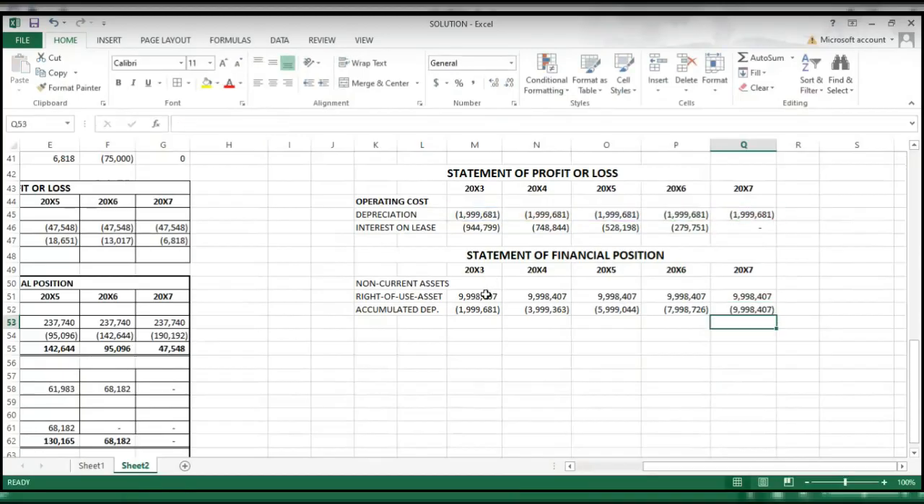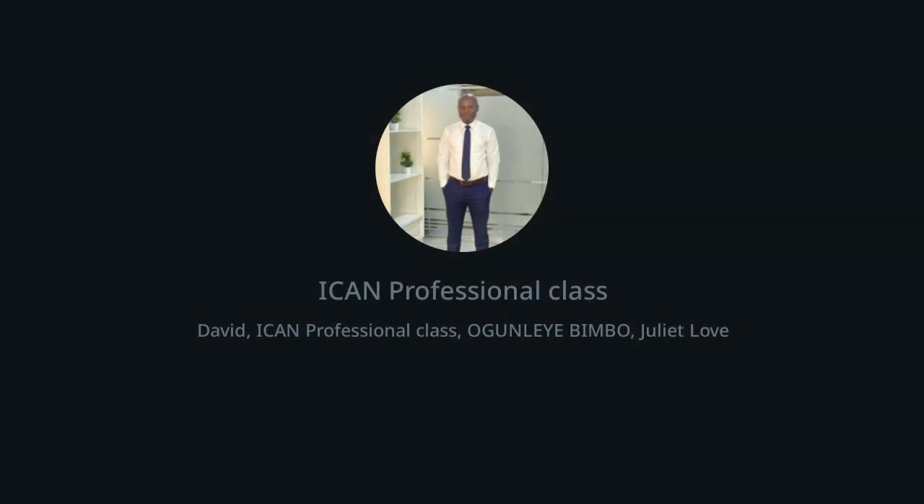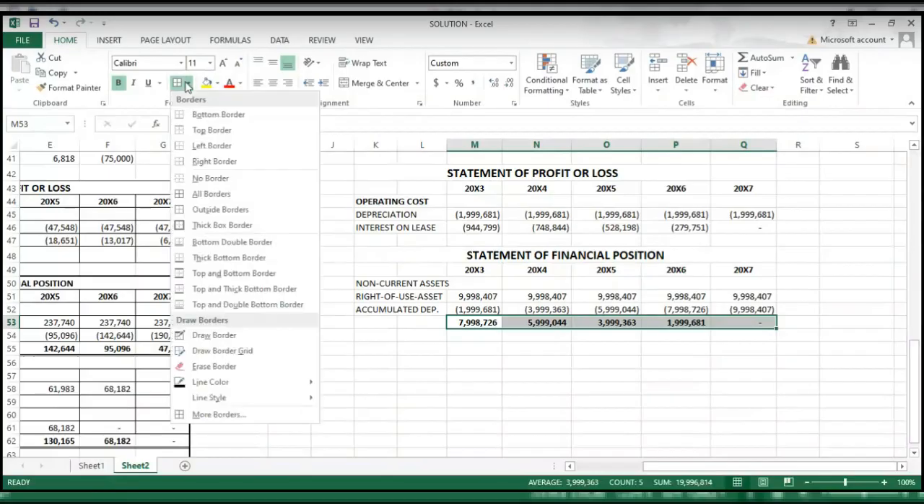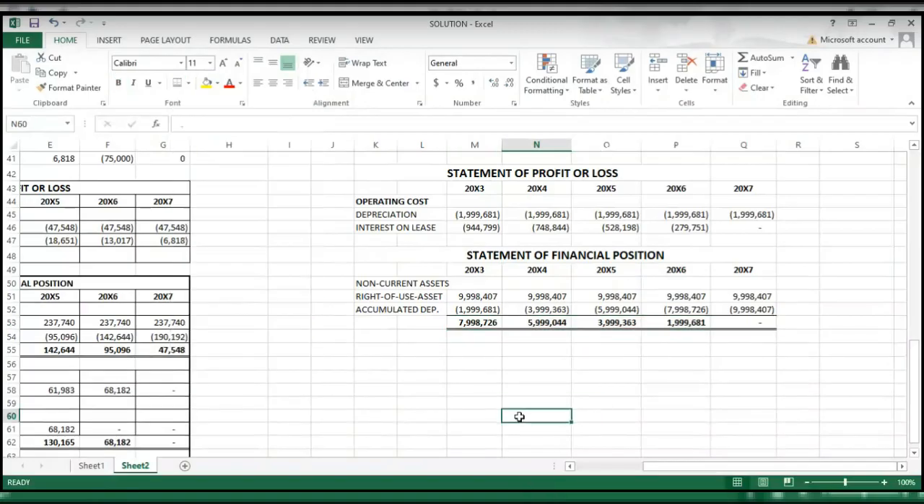So we have the carrying amount of the asset, that is cost minus accumulated depreciation, and then we have that over the years of the asset. So the asset is 5 years, the lease is 5 years. At the end of this year, the asset has zero carrying amount. So the next thing is to calculate the current liabilities and non-current liabilities.